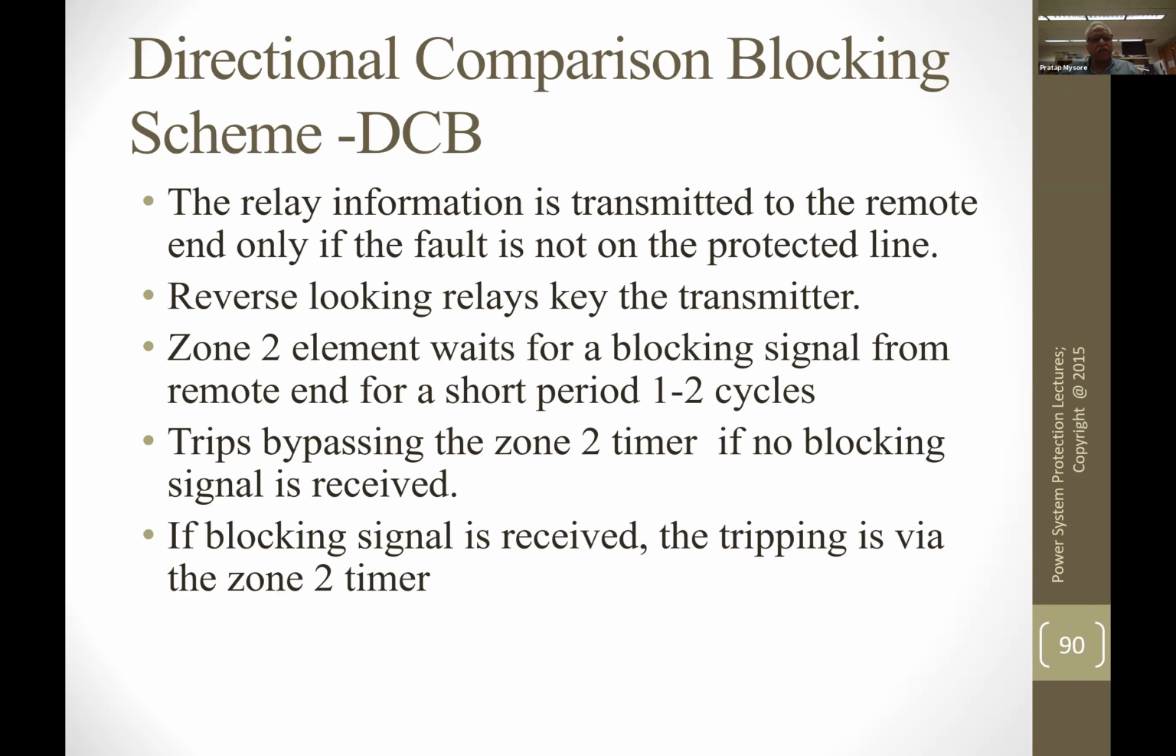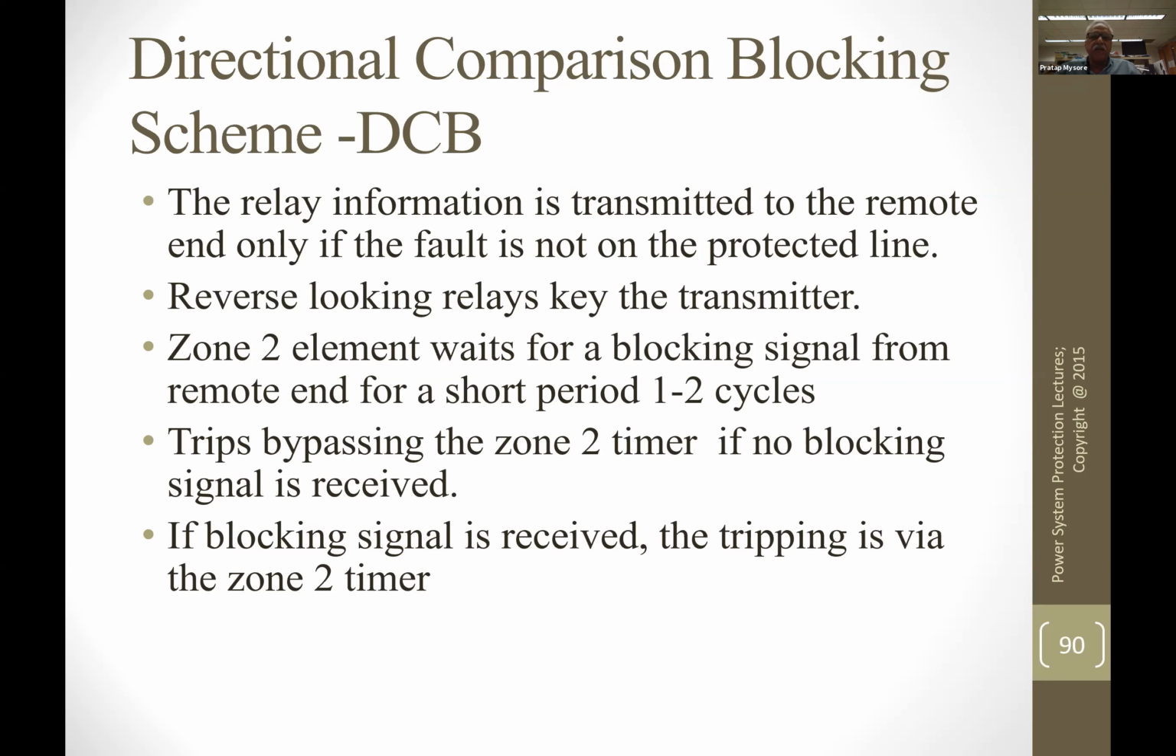Now, directional comparison blocking schemes use relays to look behind from each station. At stations A and B, we are protecting a line from A to B. There is a distance relay at A looking behind, at the section behind it. And there is also a relay at station B looking backwards, beyond that section. Then the relays pick up at both ends for faults on the line. And because it's a fault on the line, reverse looking elements do not operate.